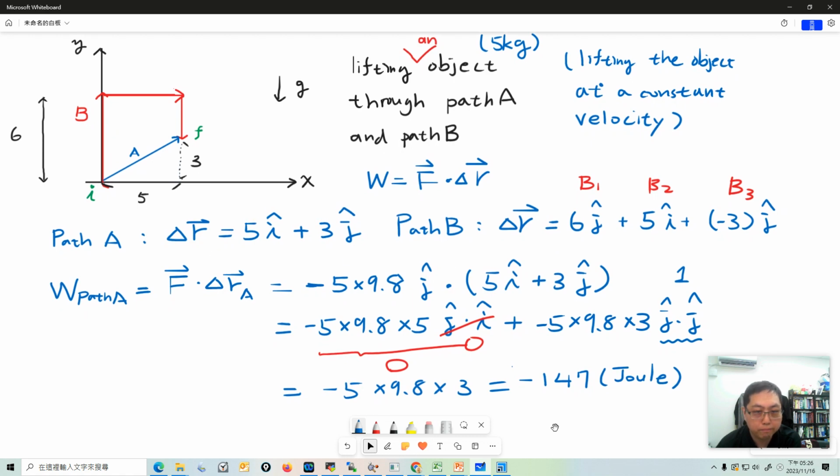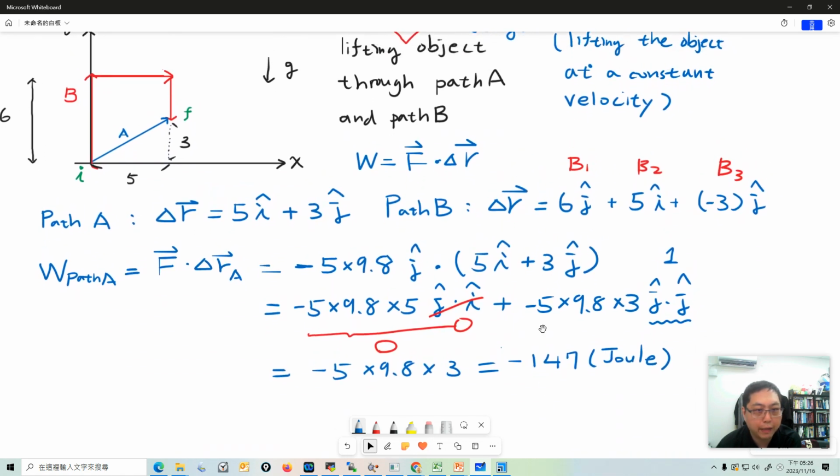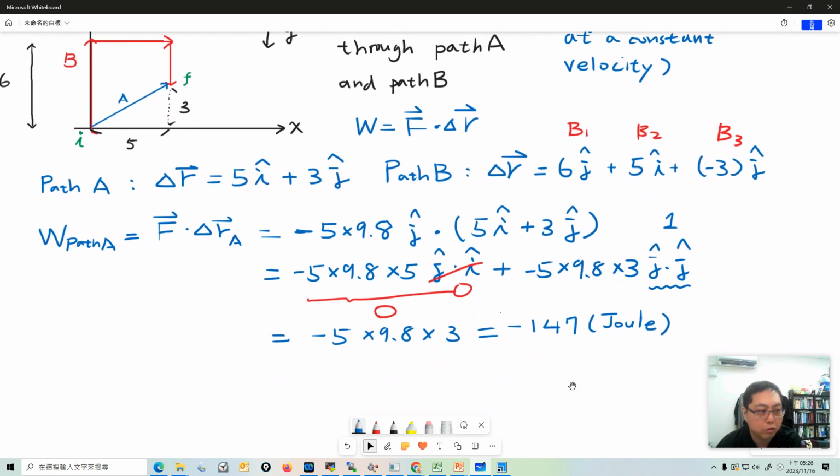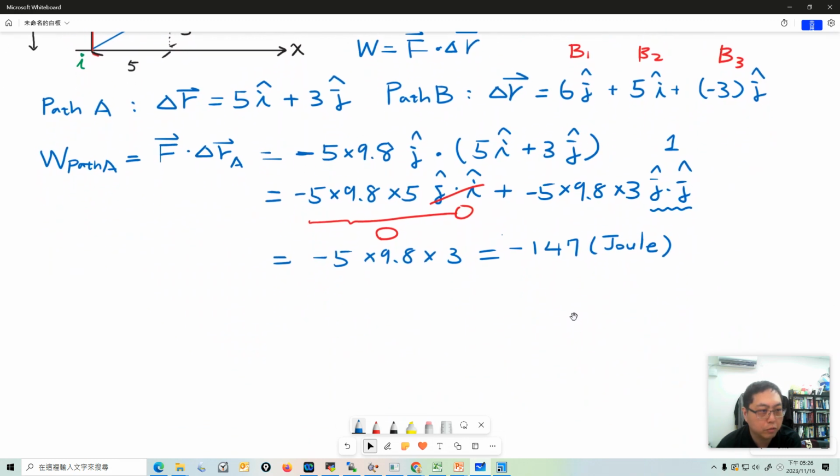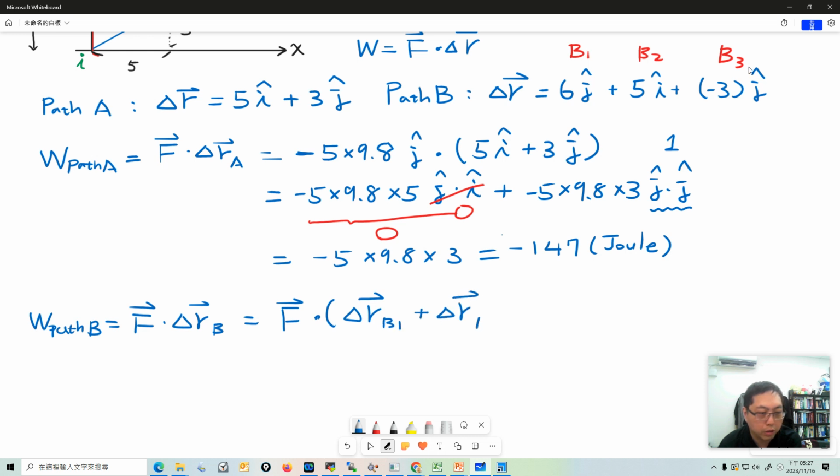And what's path B? Path B has 3 different sections. So let's write down the work done by the gravitational force in path B. It is force dot delta R B. And like I said, B has 3 different sections, and I want to look at them in more detail. So delta R B1, plus delta R B2, plus delta R B3.